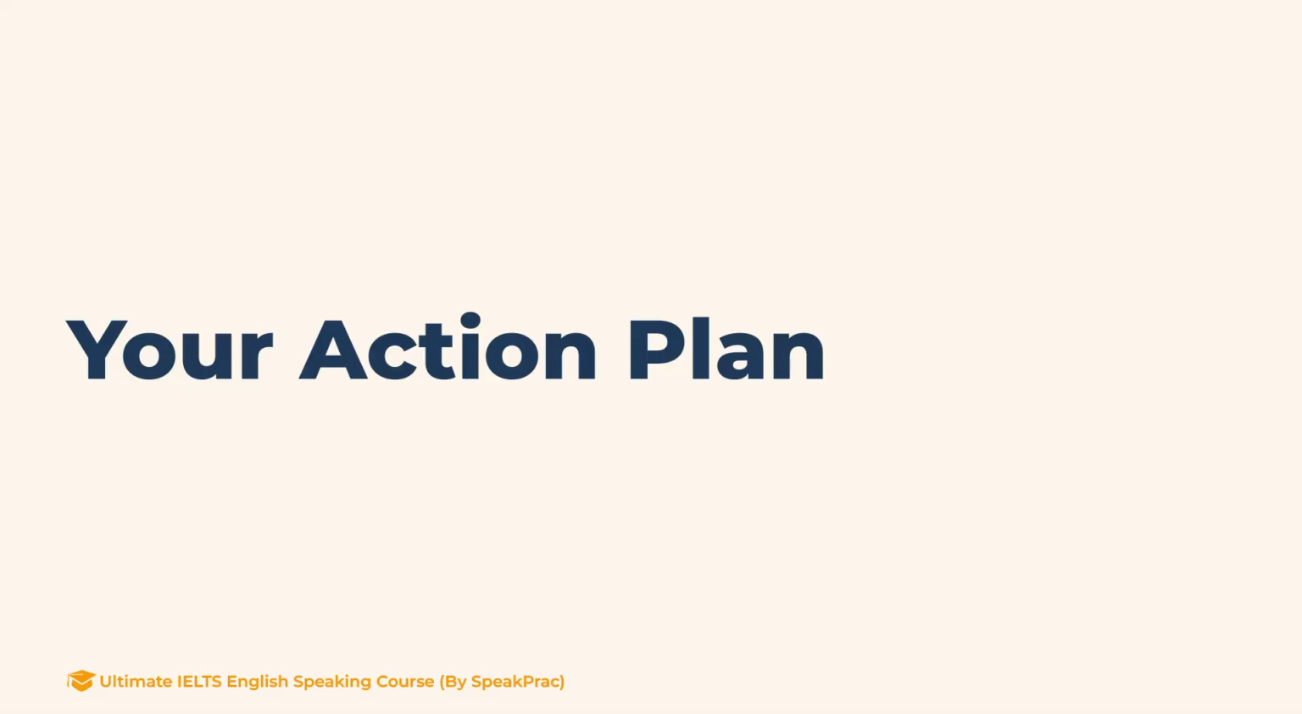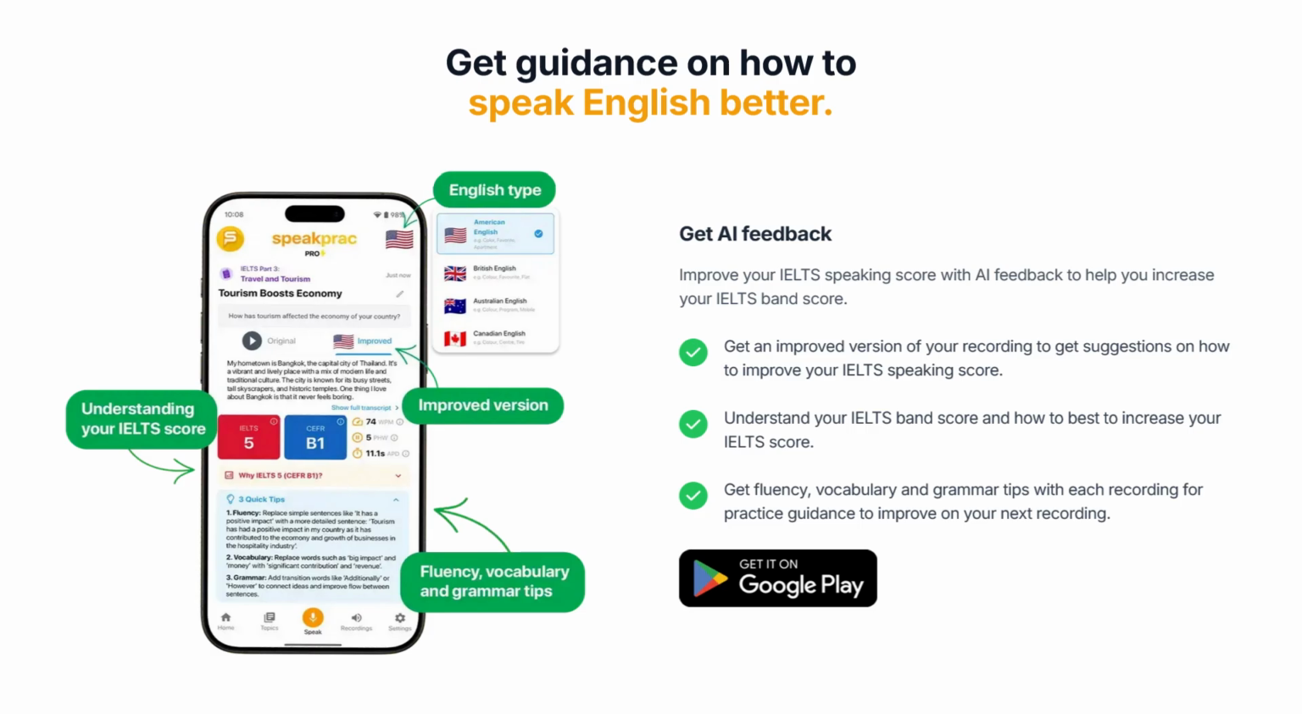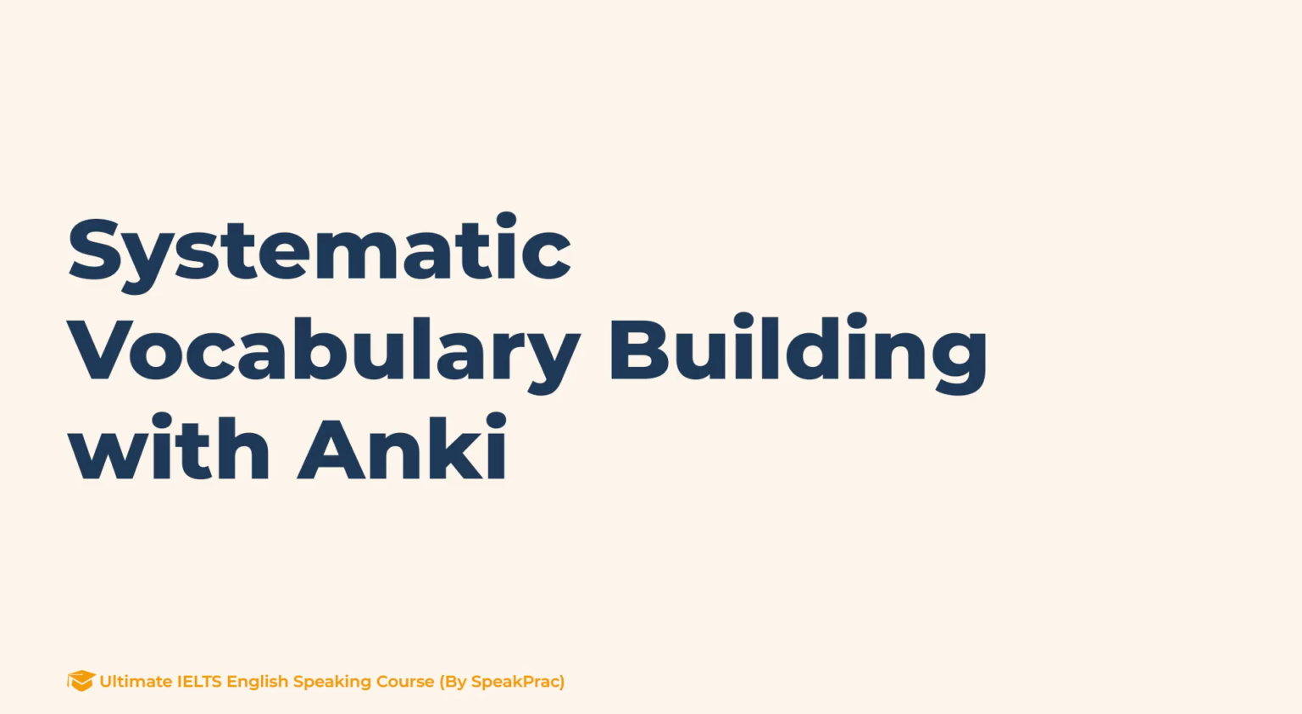Your action plan. All right, that was our workshop. We covered 2 powerful practical methods. Method 1, the SpeakPrac Cycle, your active feedback loop. Record yourself, analyze your transcripts, and practice new words immediately. You can do this with your phone recorder app, but the SpeakPrac app is much better at giving you transcripts, metrics, topics, and feedback. Method 2, systematic learning.